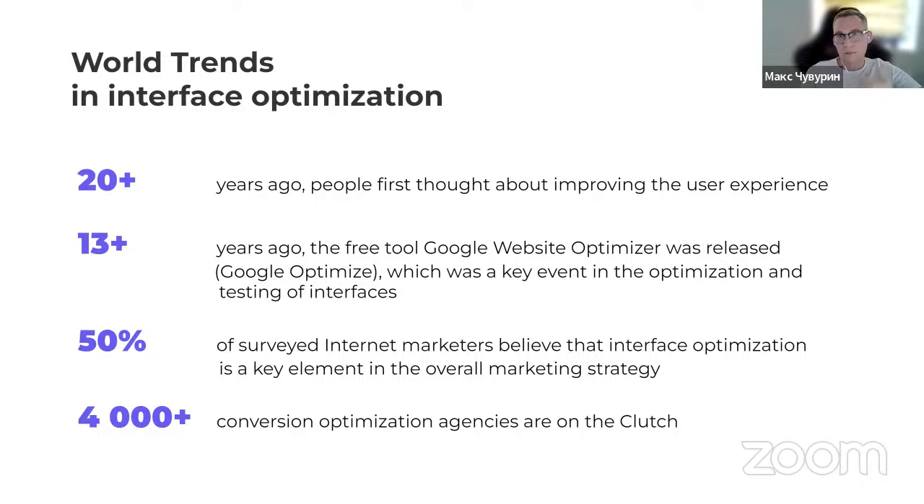Today, there are more than 4,000 conversion optimization agencies you can see on Clutch. It means that year by year, more and more people become focused on business goals and KPIs rather than on the visual appearance and their own vision of the product while they're making their products.